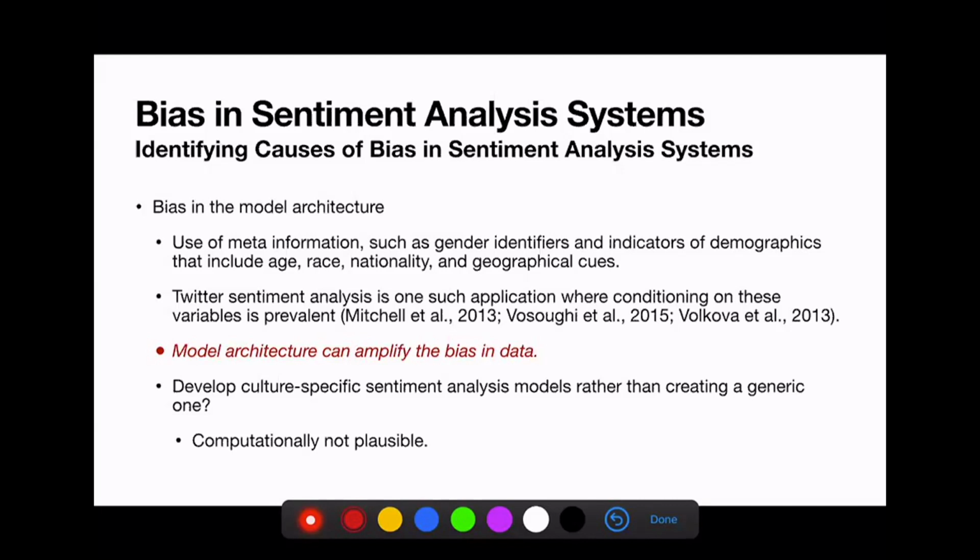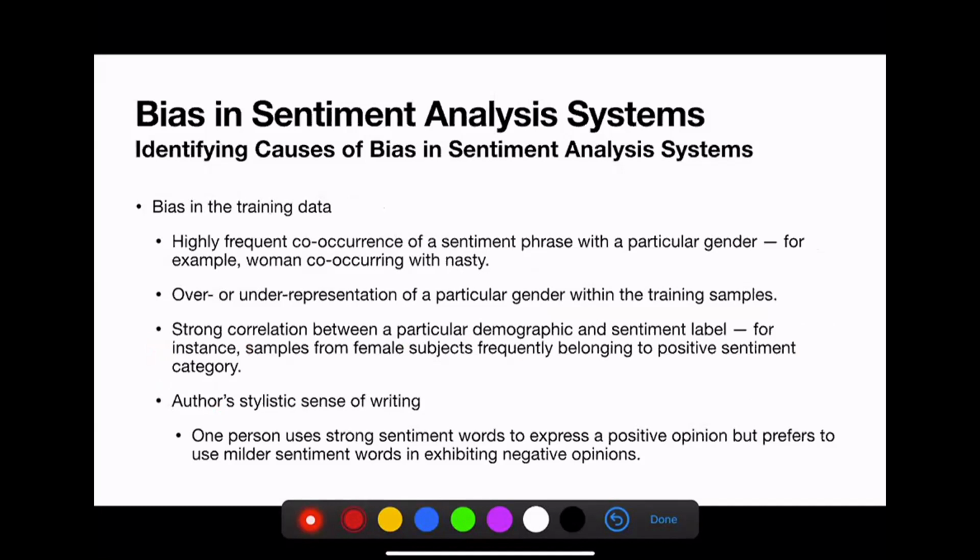So what could be the solution? We can develop culture specific sentiment analysis models rather than creating a generic one. Is it a solution? It's computationally not possible, right? Now, identifying causes of bias in sentiment analysis systems.